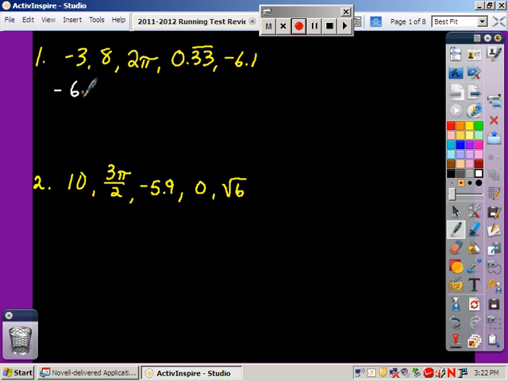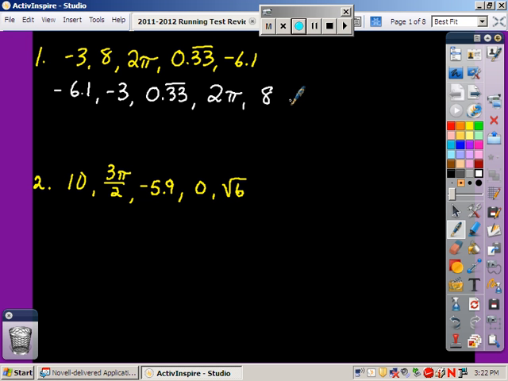I'm just going to say that the order for these things goes from the most negative all the way up to that decimal. 2 pi is just a little more than 6. And finally, it's a positive 8. So that's my order from least to greatest.